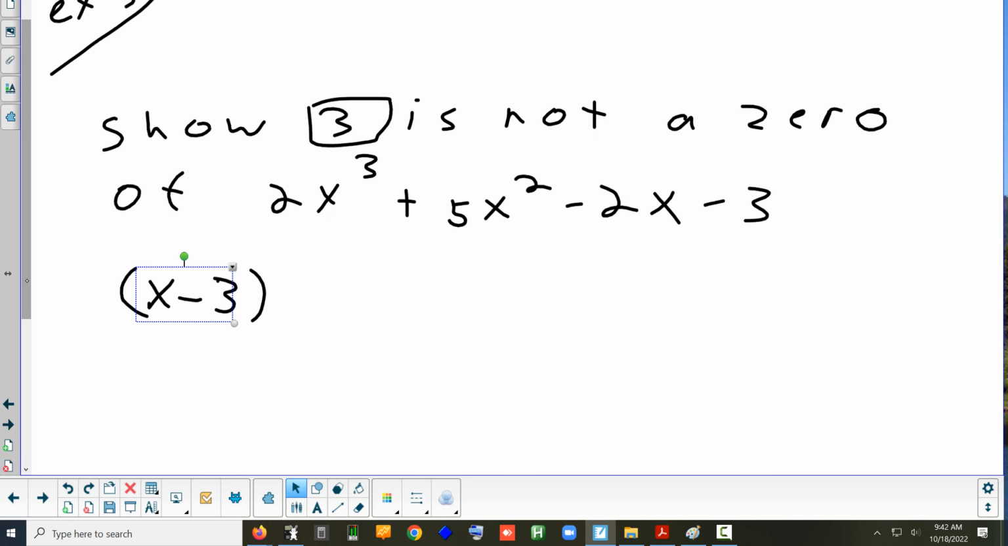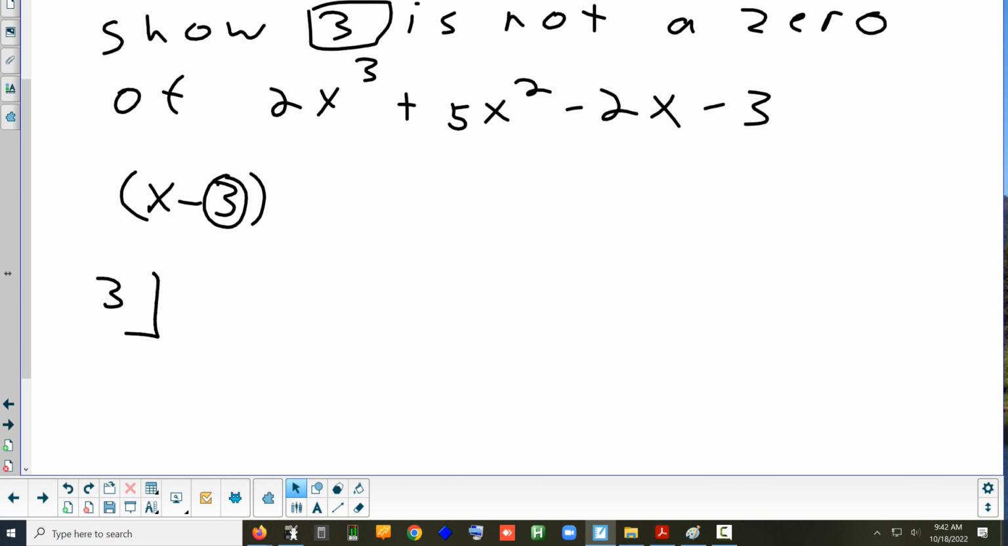So what we're basically going to do to show that 3 is not a 0, we're going to show x minus 3 is not a factor, which means the same. And to show that something is not a factor, you do division, and what do you hope happens? You get a remainder that's not 0. If you divide by this and you get a remainder that's not 0, it means this is not a factor, which means this is not a root.